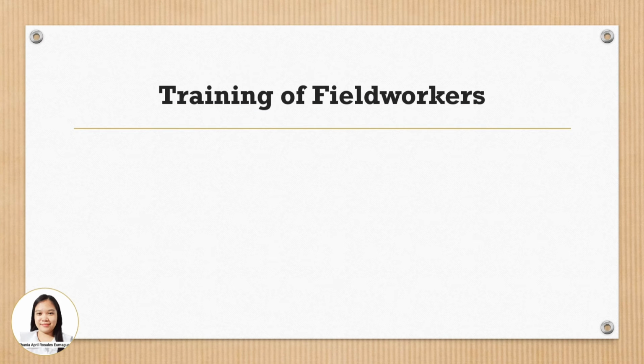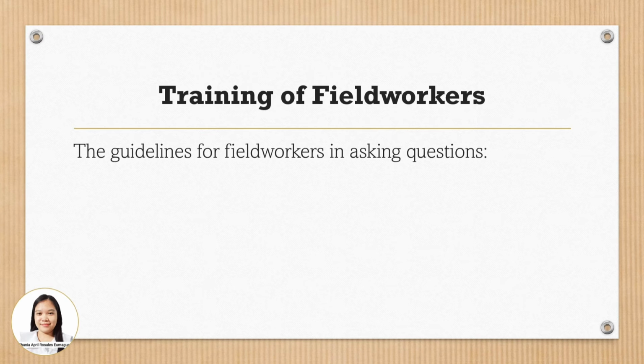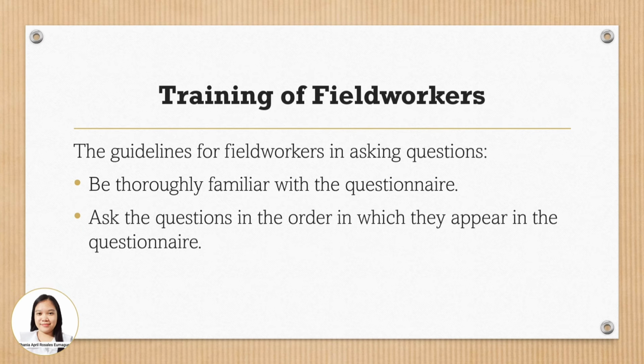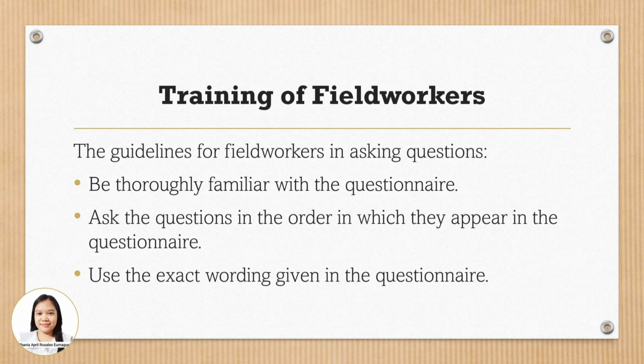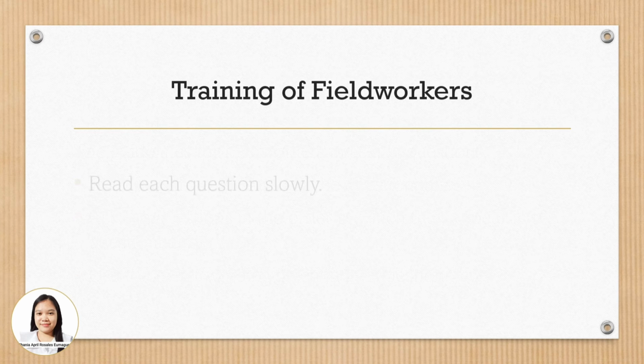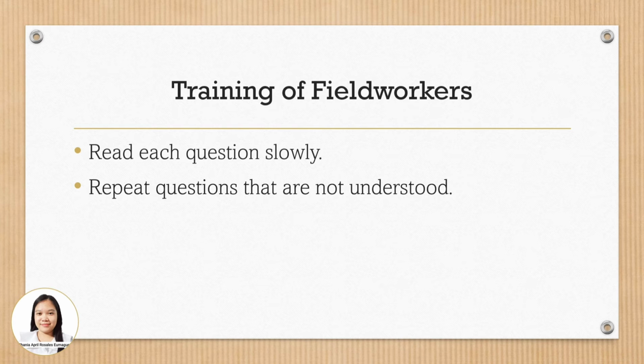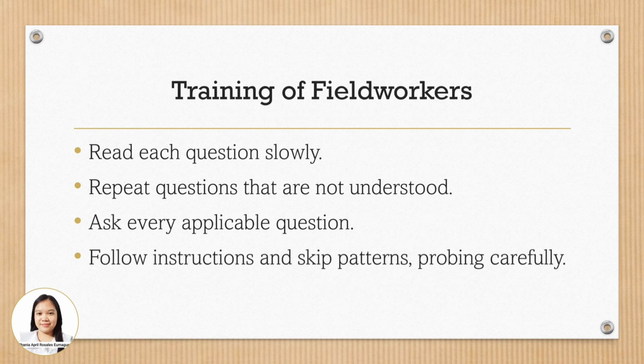Next is train the field workers. So you should train your field workers and let them know the aim of the study. So there are guidelines for field workers in asking a question. 1. Be thoroughly familiar with the questionnaire. 2. Ask the questions in the order in which they appear in the questionnaire. 3. Use the exact wording given in the questionnaire. 4. Read each question slowly. 5. Repeat questions that are not understood. 6. Ask every applicable question. And 7. Follow instructions and skip patterns, probing carefully.